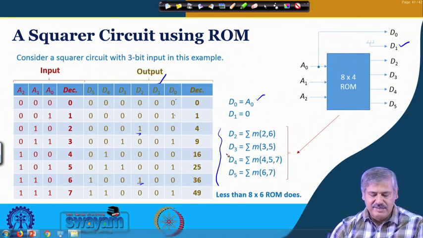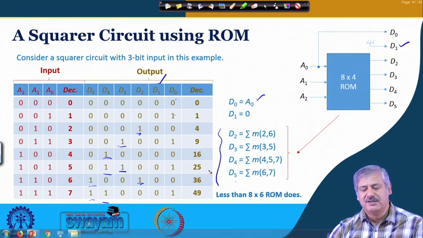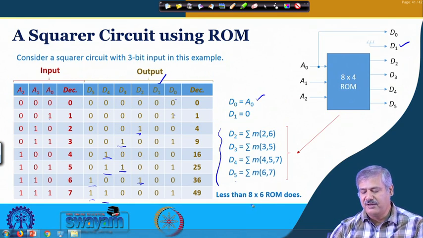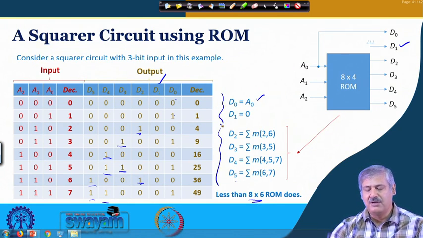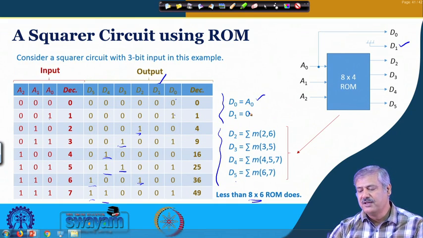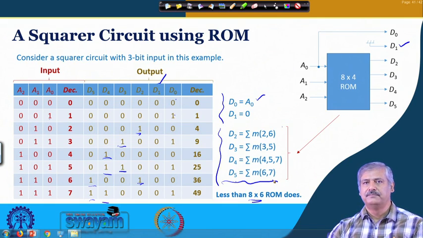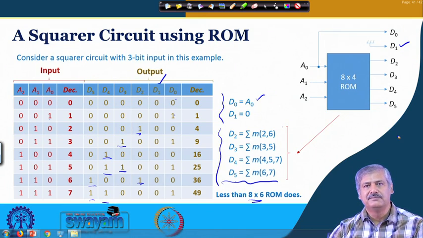For D3 we can see minterms 3 and 5, for D4 it is 4, 5 and 7, and for D5 it is 6 and 7. So only these 4 are required. We can have an 8 cross 4 ROM instead of 8 cross 6, because these two are already realized by simpler means. We connect it in this manner, and within this 8 cross 4, this is the way the pattern needs to be ingrained. Then this particular block will be a square circuit for a 3-bit input.